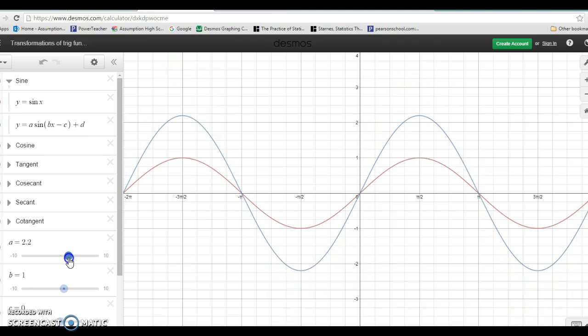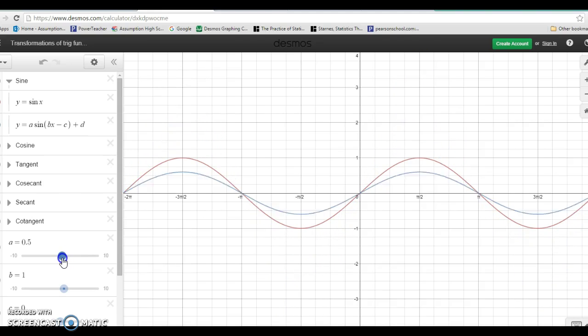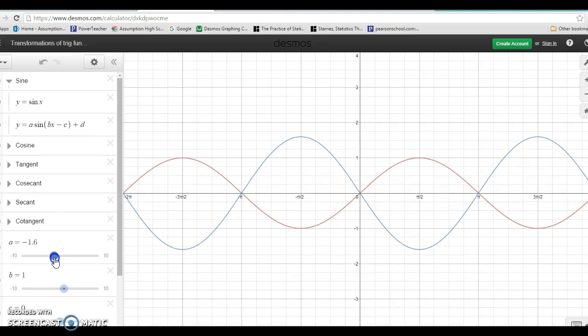If I have in the next line a equals 1/2, so a fractional value, notice that now it's vertically shorter. It's been vertically squished or compressed. Okay, and then of course if a is negative, this takes care of the one at the very end. A negative just flips it.